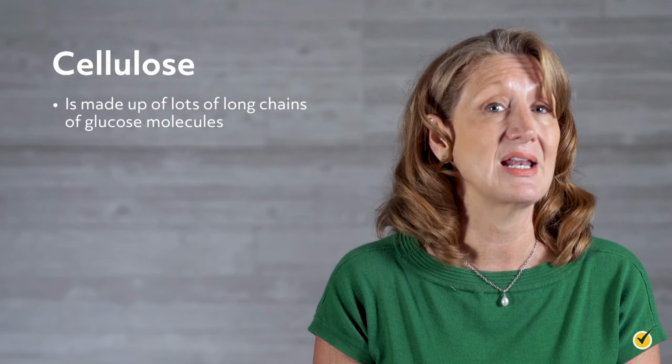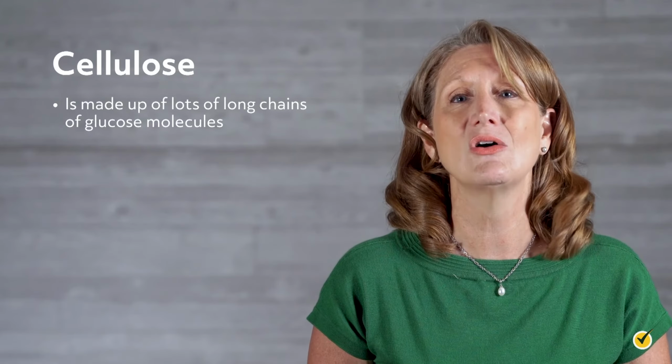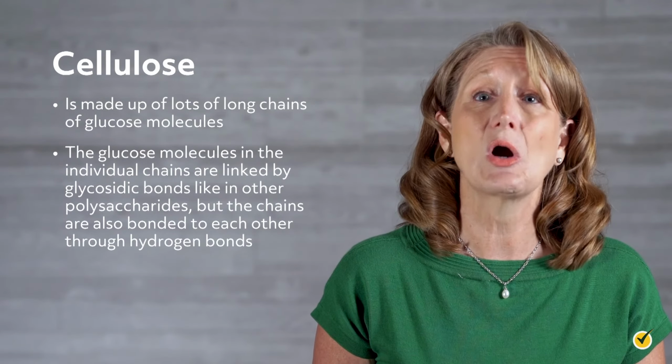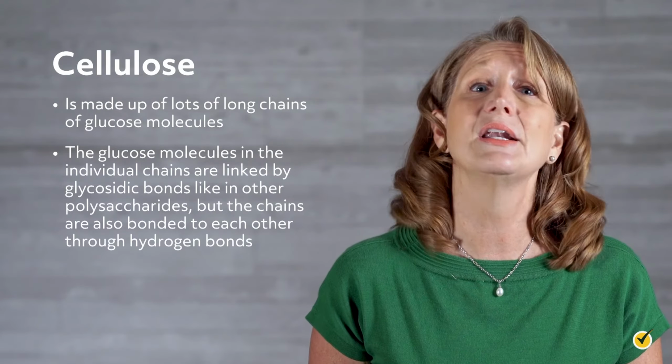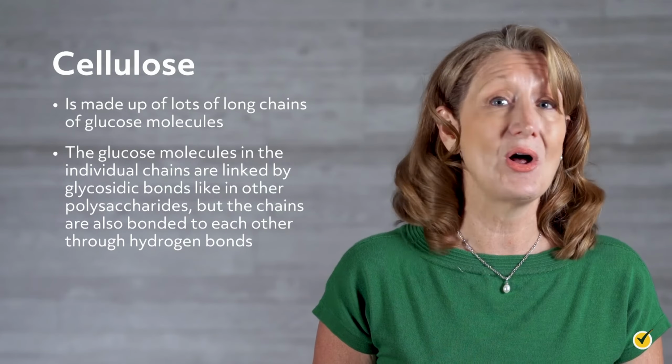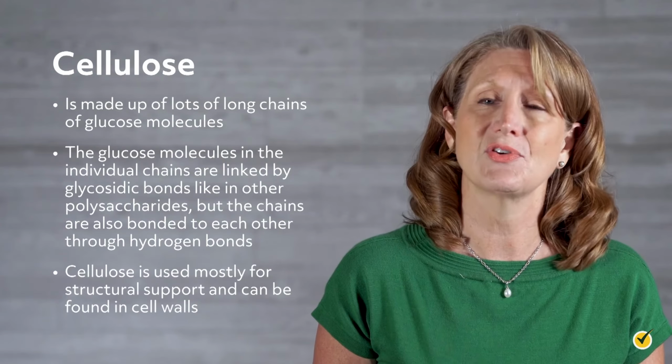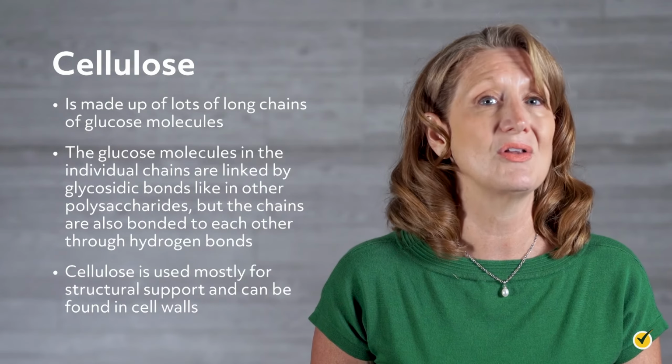Cellulose, the 3rd form of polysaccharide, is made up of lots of long chains of glucose molecules. The glucose molecules in the individual chains are linked by glycosidic bonds like in other polysaccharides, but the chains are also bonded to each other through hydrogen bonds. Cellulose is used mostly for structural support and can be found in cell walls. Sometimes a polysaccharide called chitin is considered its own class of polysaccharide, but really it has the exact same structure as cellulose, except it has an acetylated amino group at the second carbon instead of a hydroxyl group.